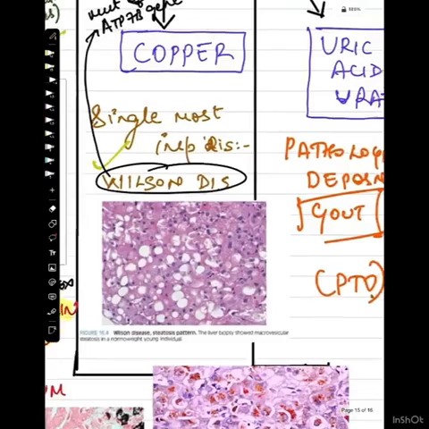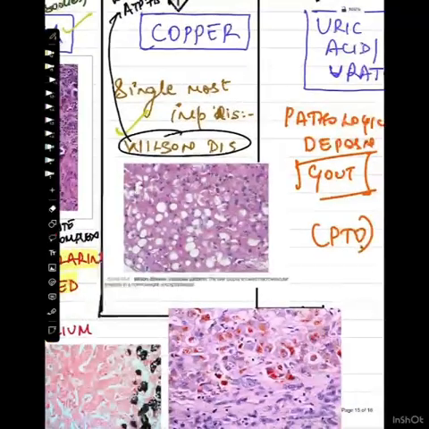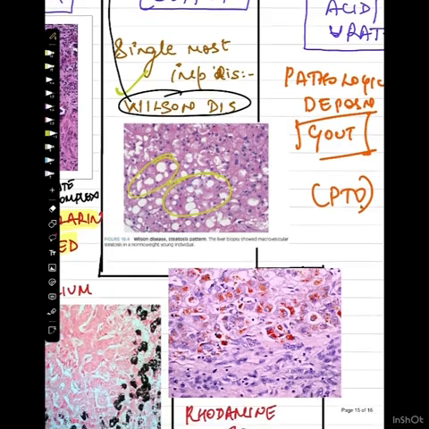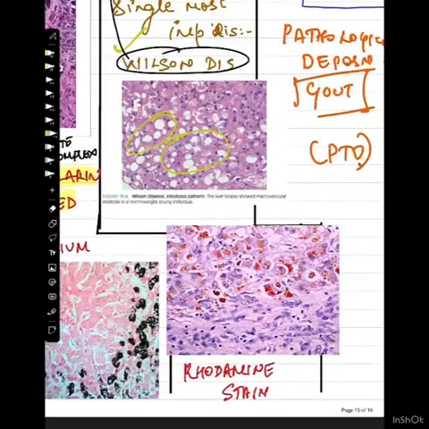Over here, you can see the liver biopsy of a patient with Wilson's disease, and this shows macrovesicular steatosis. This is macrovesicular steatosis in a patient with Wilson disease. And this can be stained with the rhodanine stain. The rhodanine stain will highlight the copper which is present in Wilson disease, as you can see here.